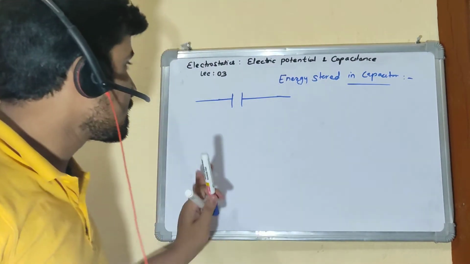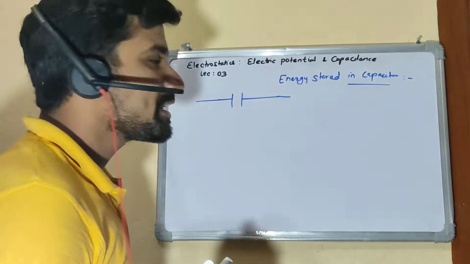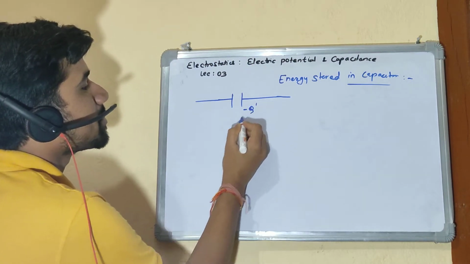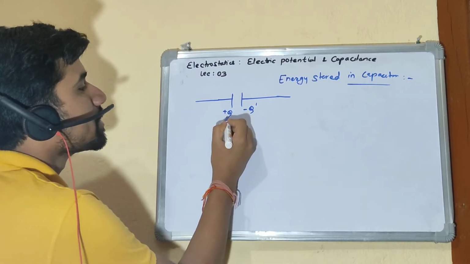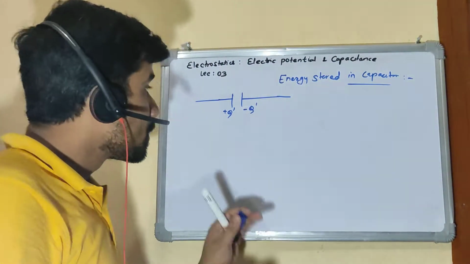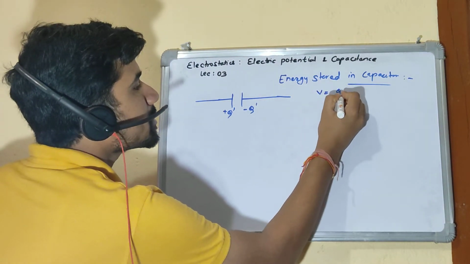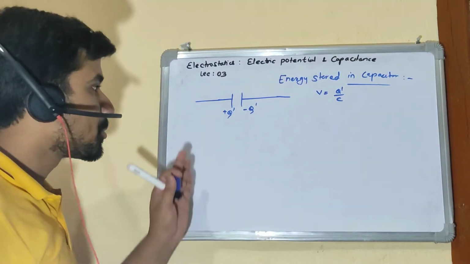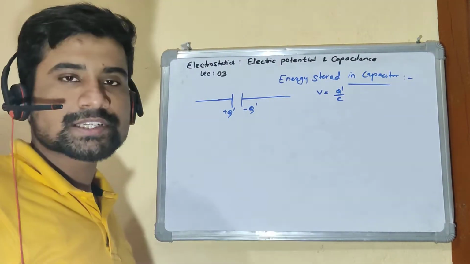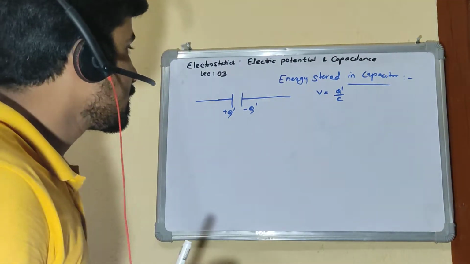So let's say this is a capacitor, right? At any instant, this negative plate is holding some charge minus q dash, and this positive plate is holding some charge plus q dash, right? So what is the potential at this particular state? The potential difference between the plates is nothing but q dash by c. This is how we know the expression of a capacitor is q equal to cv, right?